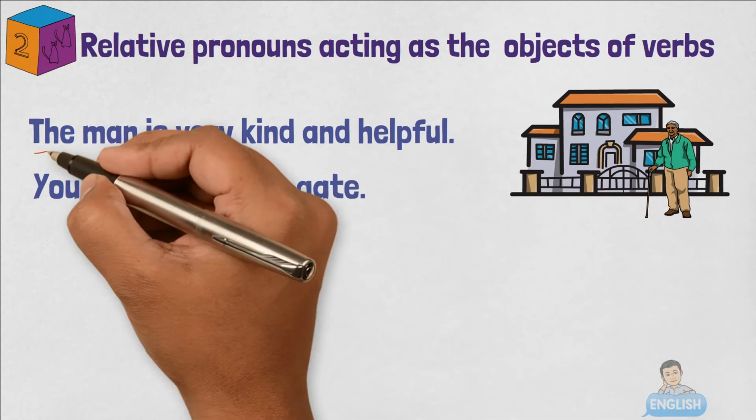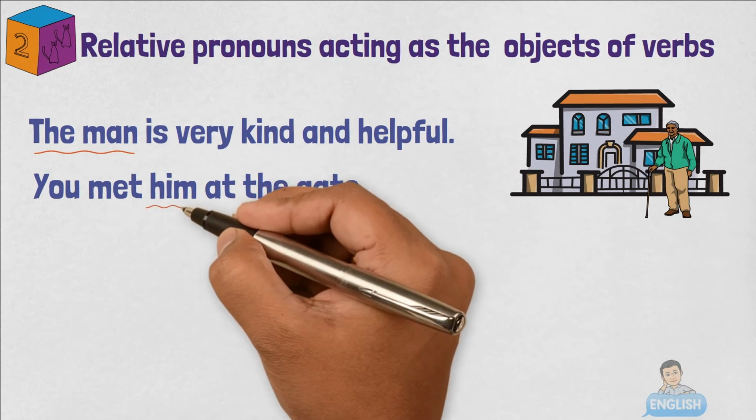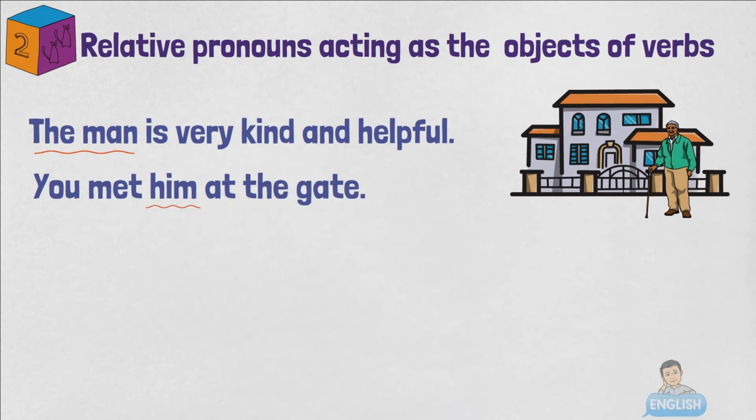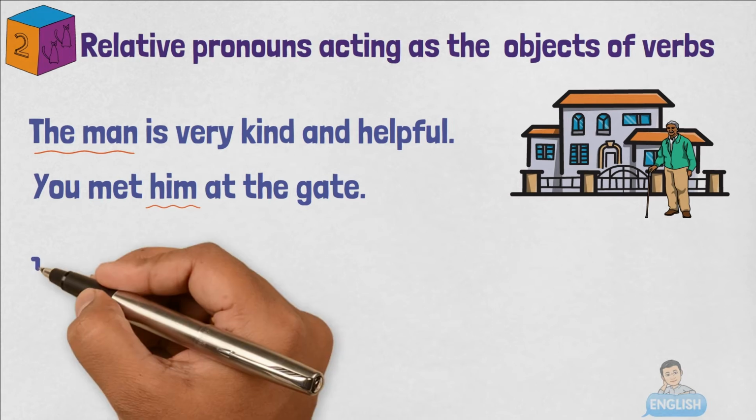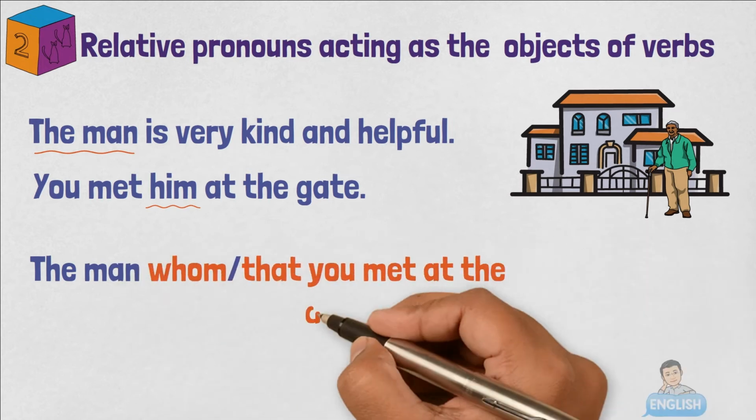We'll use the second one as a relative clause to modify the noun, the man. Him in this clause is the object. So, the two sentences can be written as one, with a relative clause. The man whom, or that, you met at the gate is very kind and helpful.